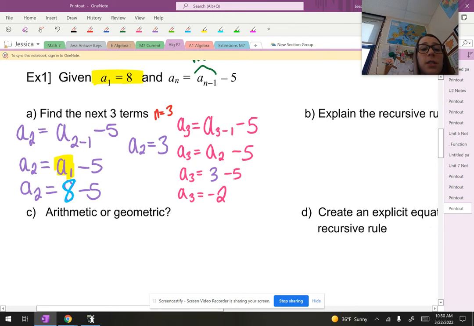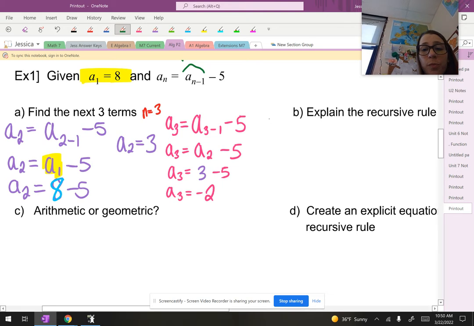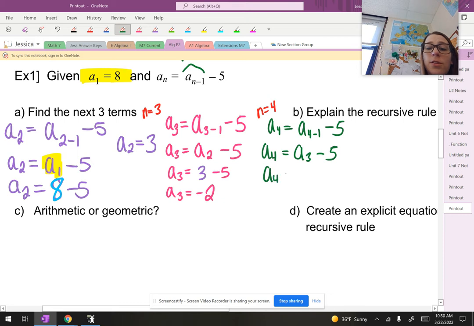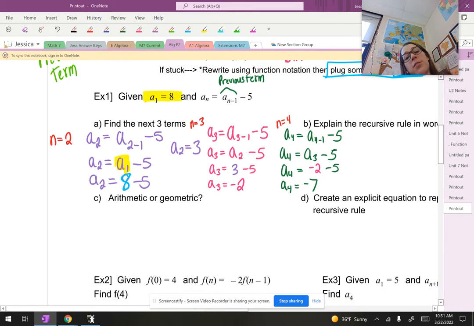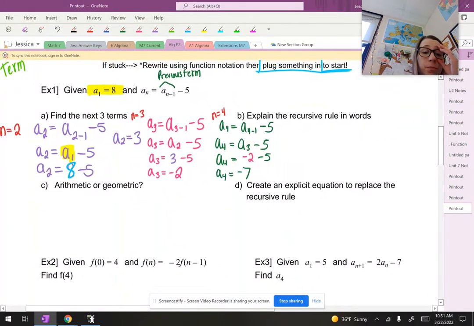Next 3 terms mean I need to go up to 4. So for this next one, a sub 4, I'm using an n value of 4 this time, is equal to a sub 4 minus 1 minus 5. A sub 3. So I now know that a sub 3 is that negative 2. Negative 2 minus 5 more leaves me with an a sub 4 of negative 7. Really important that you're organizing that so I can tell what you're looking at.